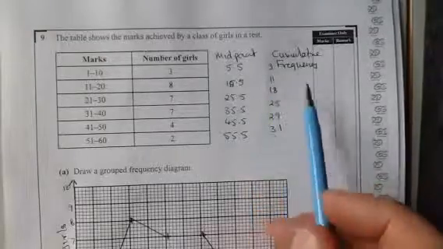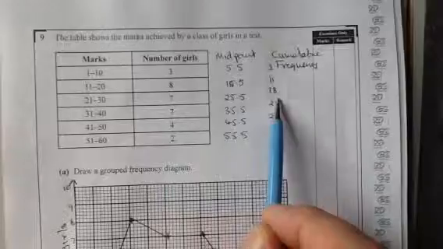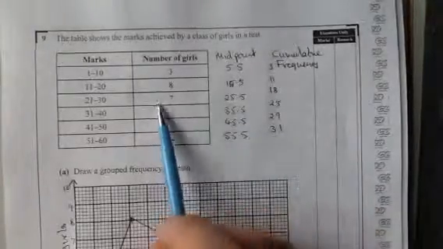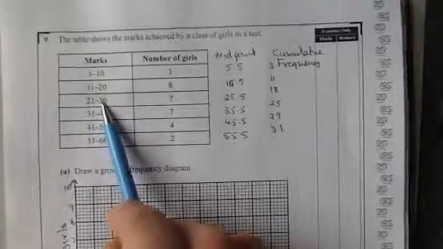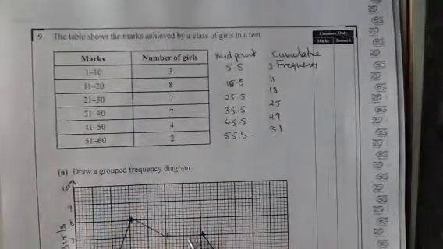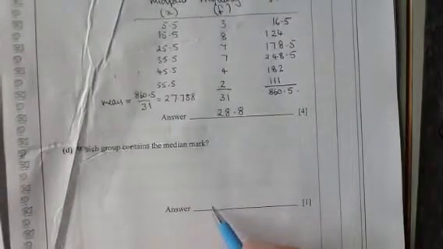Now, where would the 16th girl be? Well, there's 3 up to this point, there's 11 up to this point, and then there's 18. So 12 through to 18 must be in this group. So the median, the 16th girl, must be in 21 to 30. So that's where we get our answer from. The group that contains the median mark is 21 to 30, because the girl who would be in the middle of the ordered list would be in that group.